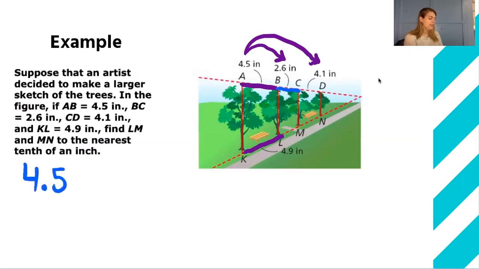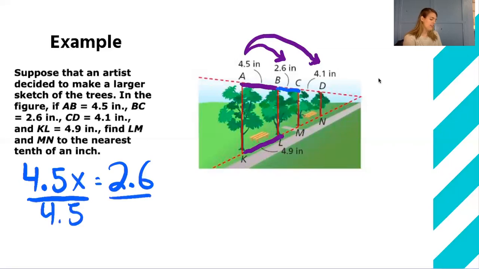So 4.5 times something equals 2.6. So if I divide, and again, I'm working with these pesky fractions, 2.6 divided by 4.5, I get approximately 0.58. I am rounding.